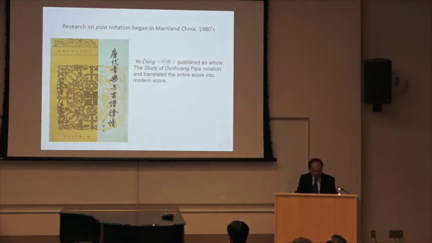In the early 1980s, research on the pipa notations began in mainland China. In 1982, Shanghai Conservatory music professor Ye Dong published an article on the study of the Dunhuang pipa notation and translated the entire scores into modern notation as well as performance in music. Because of the attention from the media, there was an increased amount of interest in China toward the Dunhuang notation.